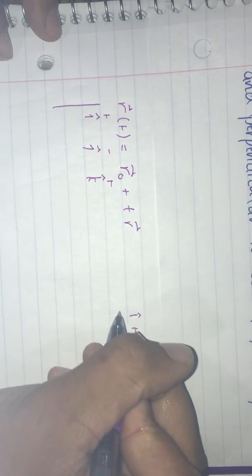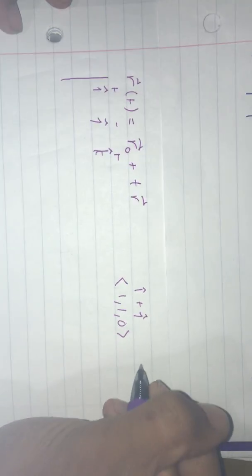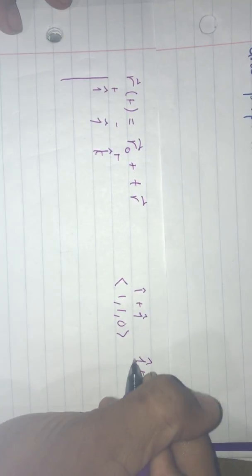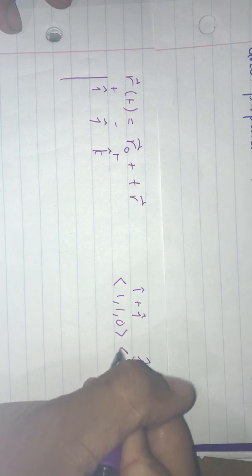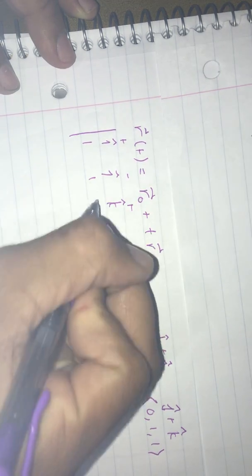It'd be i, j, k, with signs plus, minus, plus, and the vector i + j is just going to be the vector (1, 1, 0), and then j + k is just going to be (0, 1, 1). So let's put those in our cross product.